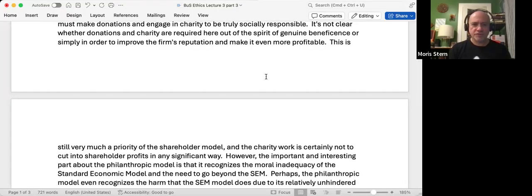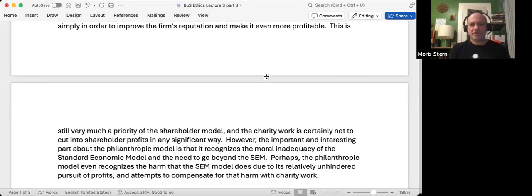However, the important and interesting part about the philanthropic model is that it recognizes the moral inadequacy of the standard economic model and the need to go beyond the standard economic model. Perhaps the philanthropic model even recognizes the harm that the standard economic model does due to its relatively unhindered pursuit of profits and attempts to compensate for that harm with charity work.